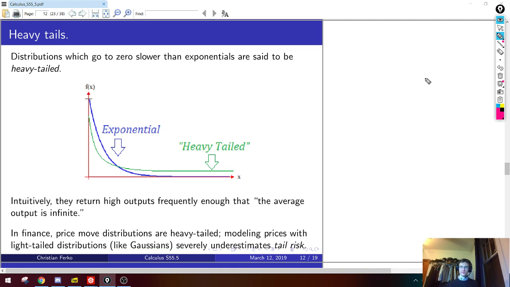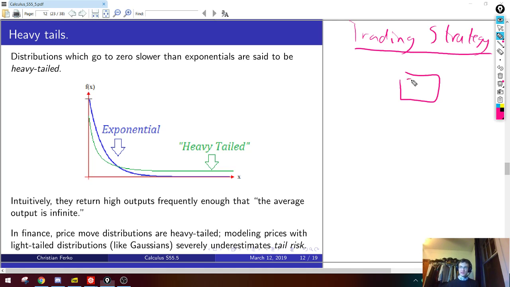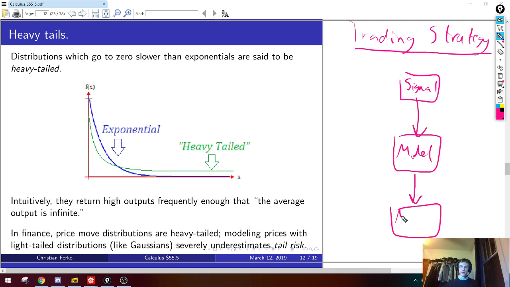No, there's two. Or maybe equal parts. I don't know. I mean, a trading strategy. Well, let me take 10 seconds to explain this. A trading strategy always has 3 layers. There's the signal layer. Signal feeds into the model layer, which feeds into the monetization layer. What I spent most of my time on was actually the model layer.